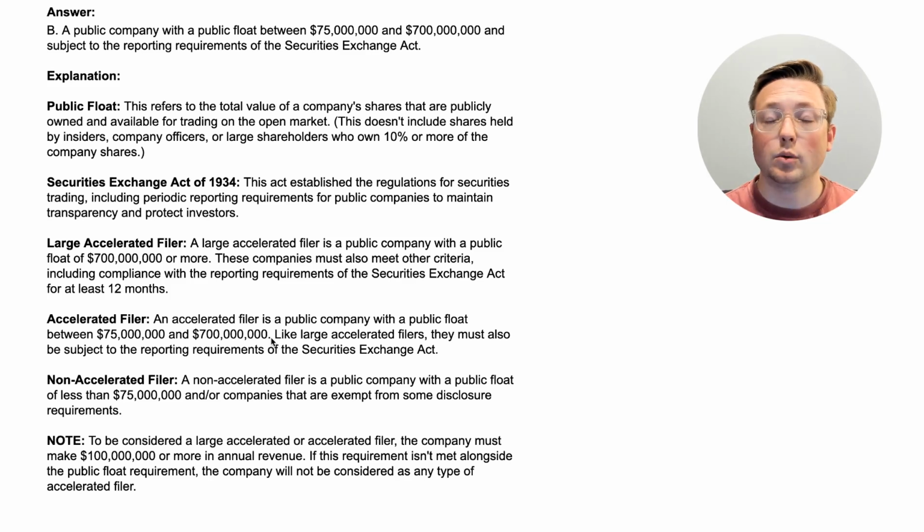Again, this question is kind of a baseline for the next questions. It's a little bit less important to know these numbers like 700 million, 75 million to 700 million, or less than 75 million for the large accelerated, accelerated, and non-accelerated filers. But the reason I went over this is because you need to have a little bit of background about what these filers even are. Like, what does it mean to be a large accelerated filer or an accelerated filer? Now that we know what those are, we're going to talk about the more important thing in the next couple questions, which is the reporting requirement deadlines for these different filers. So let's go to the next question.